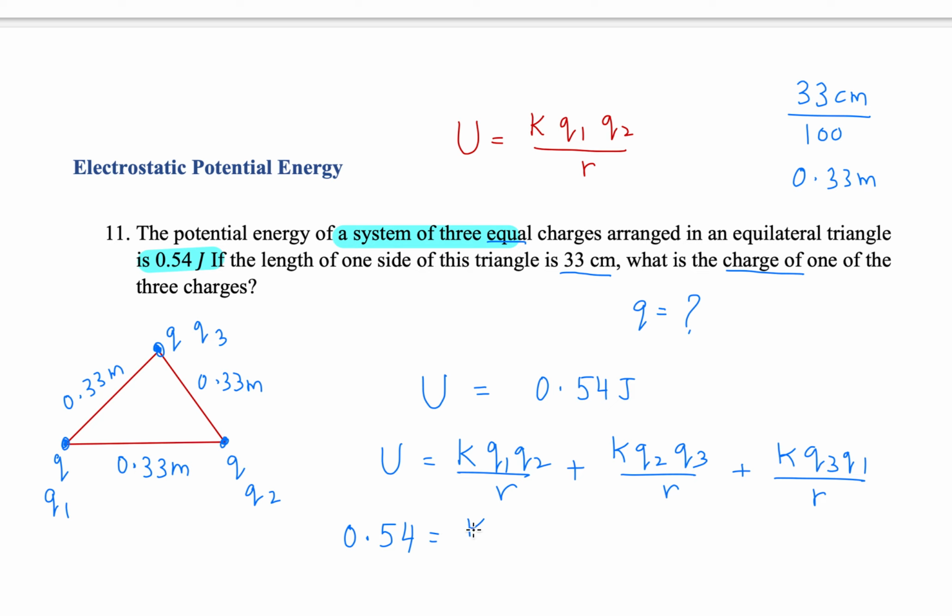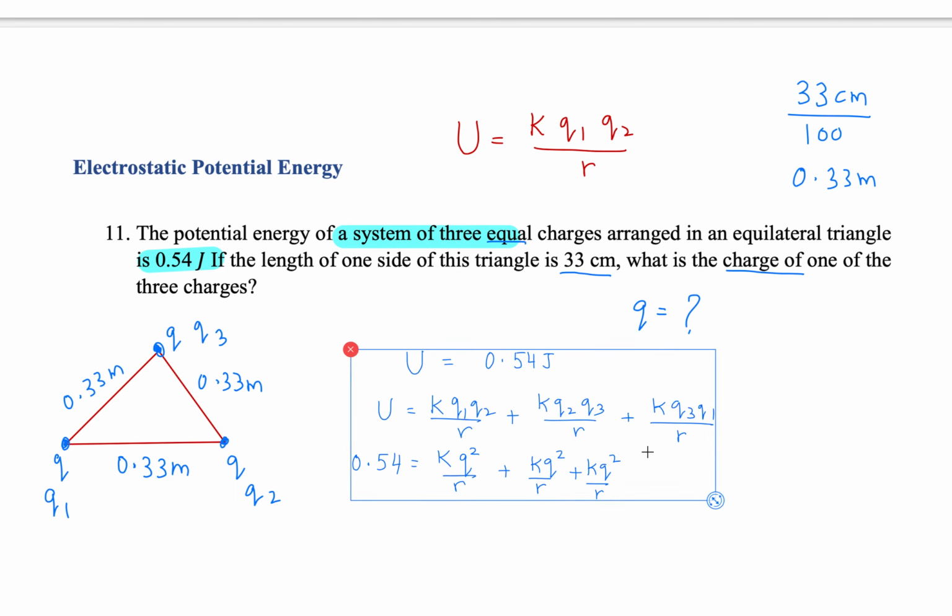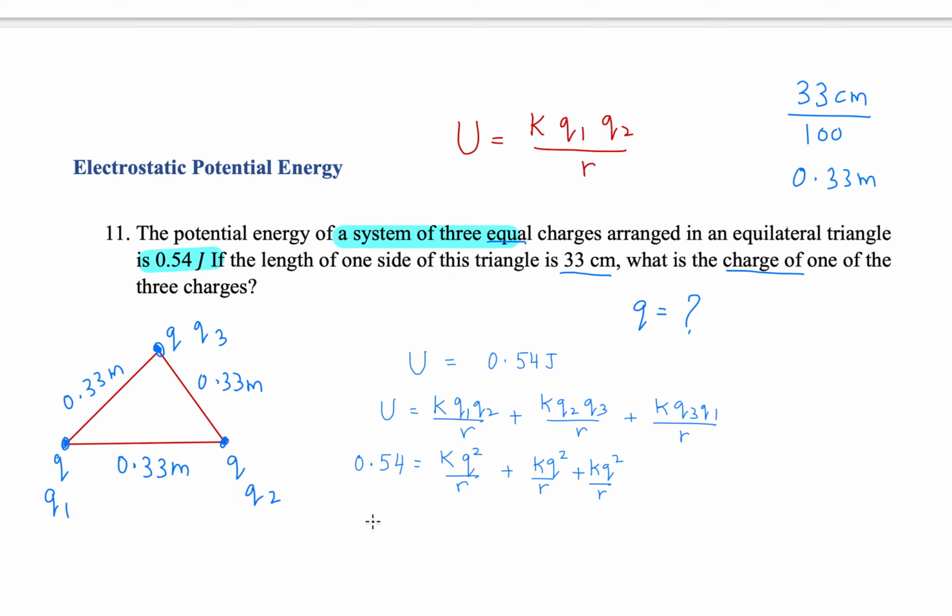Now we can see we have got the potential energy given to us as 0.54. The value of K we will substitute later, but let's look at Q1, Q2 and Q3. Because they are the same, Q times Q will give you Q square over R, so K Q square over R plus K Q square over R plus K Q square over R. Now we can see that 0.54 will be equal to K Q square over R repeated 3 times. That means this will be 3K Q square over R.